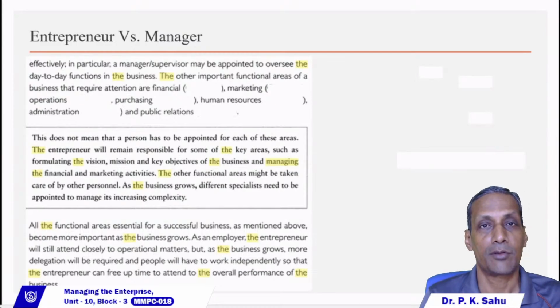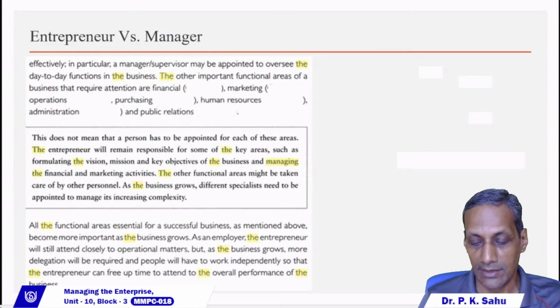The entrepreneur will remain responsible for some of the key areas, such as formulating the business mission and key objectives of the business and managing the financial and marketing activities. The other functional areas might be taken care of by other personnel. As the business grows, different specialists need to be appointed to manage its increasing complexities.